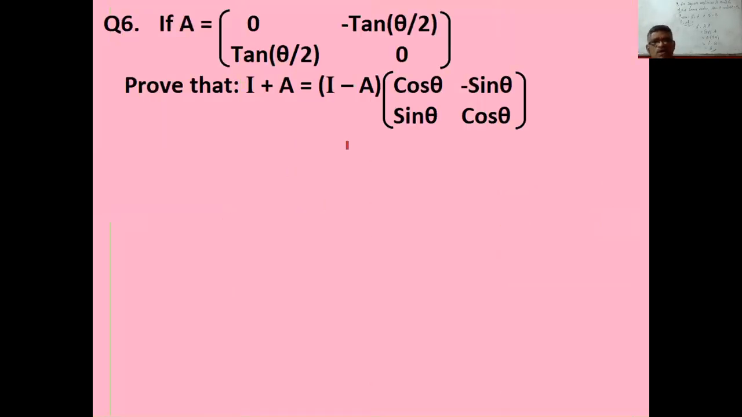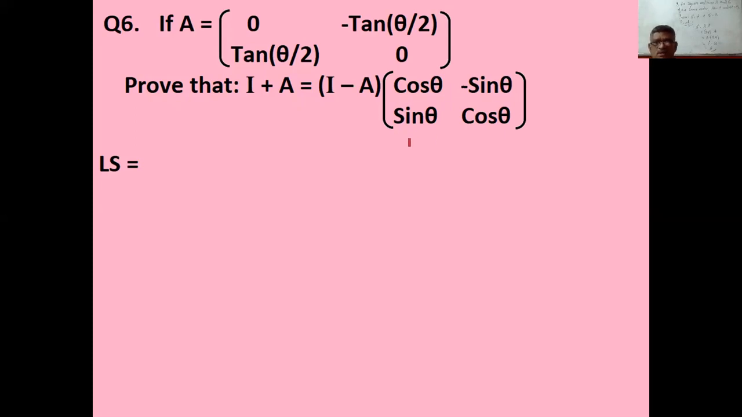Okay, we go for one of the questions which you have done in matrices. This can be done in various ways. One of the ways, of course, there is nothing difficult in the left side. Left side is I plus A. You have to prove that if A is [0, minus tan theta by 2; tan theta by 2, 0], then you have to prove I plus A equal to I minus A into [cos theta, minus sin theta; sin theta, cos theta].